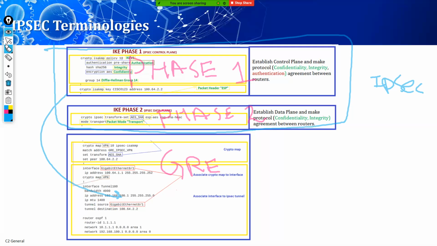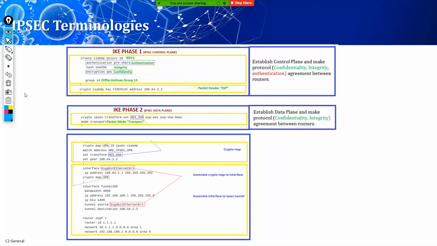Let's see in depth. In phase one, we are defining C, which is confidentiality, this is integrity, and this is A, authentication. So CIA has been defined here, and this is basically the key, which we are also using for the authentication.